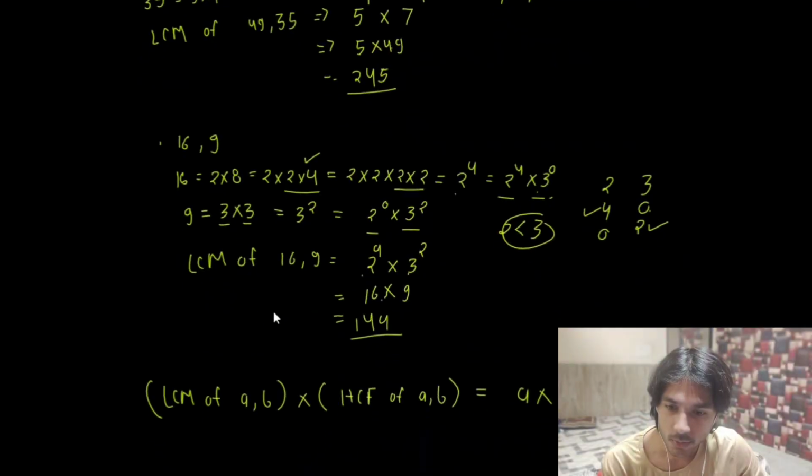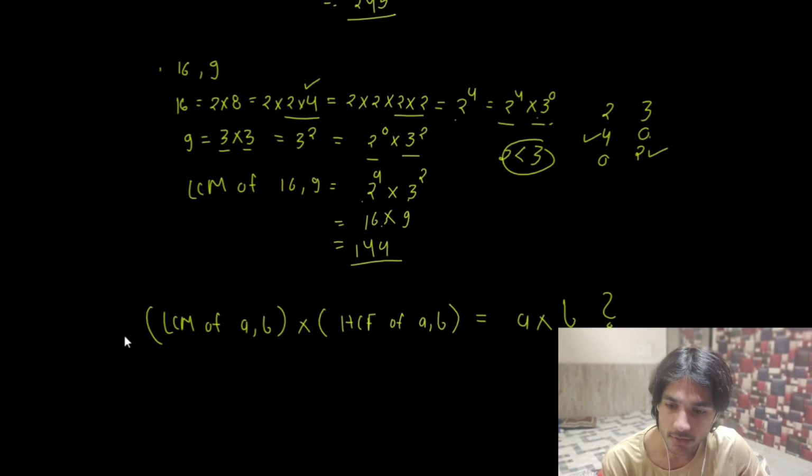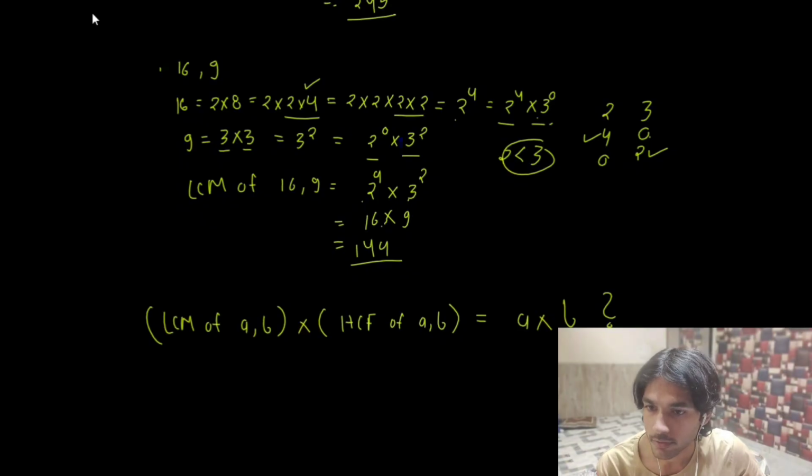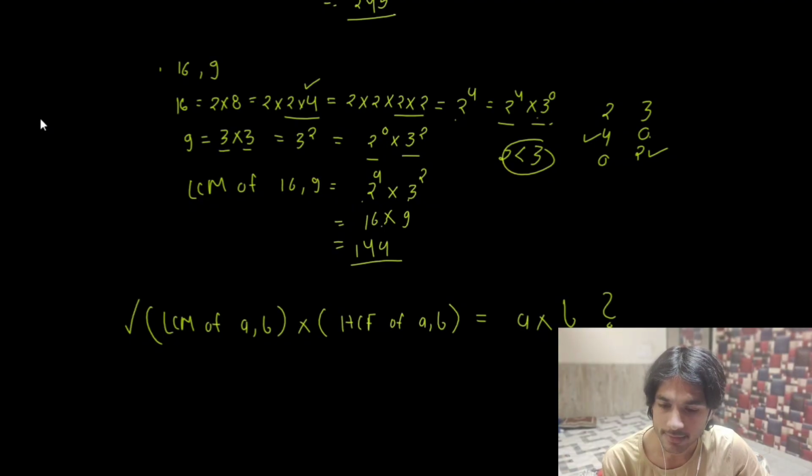Let me jump to the canvas. So here it is, the last question. I have to change the color here. This was the last question: LCM of A and B multiplied by HCF of A and B is actually equal to A multiplied by B. So we have to prove it, right?